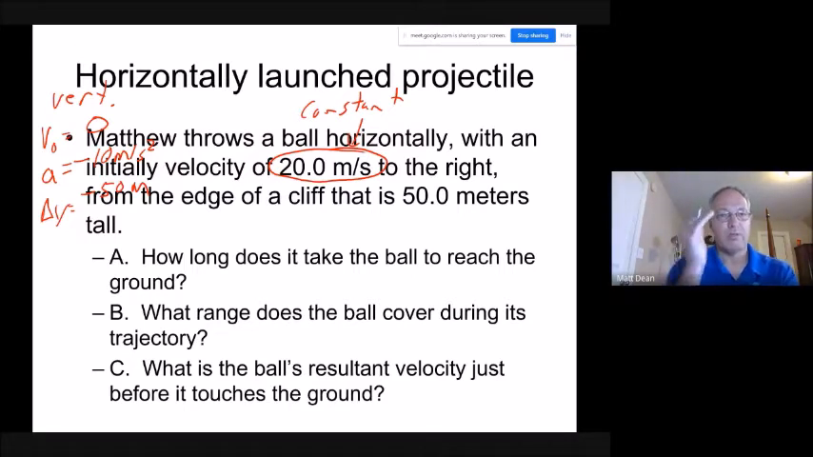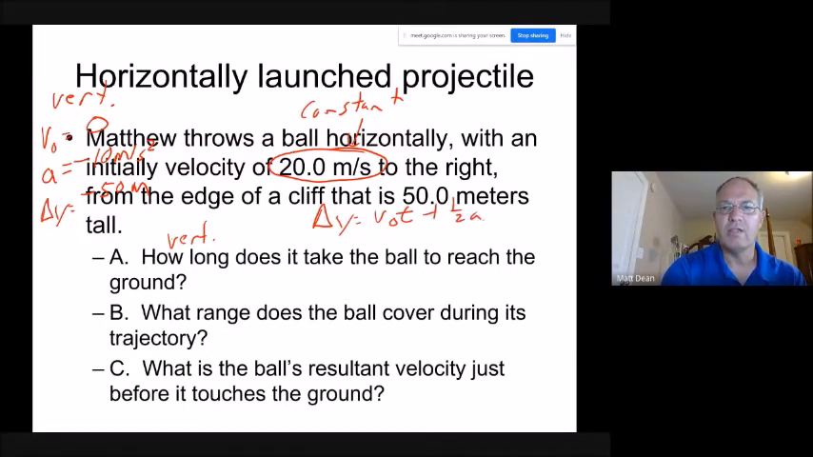All right, so part A here, how long does it take the ball to reach the ground? Well, you've got to think for a second about what's determining the time. Is it horizontal or vertical stuff that's determining the time? And I hope you see that it's the vertical stuff that's determining the time because it's falling a vertical distance. So when we're calculating time, we need to think vertically. And the way we're going to do that is we're going to go to one of our kinematic equations. The easiest one to use would be this one. Delta y equals v0 t plus 1/2 a t squared.